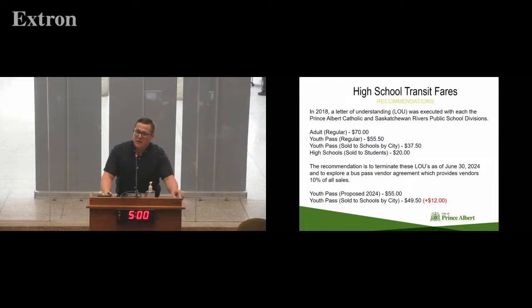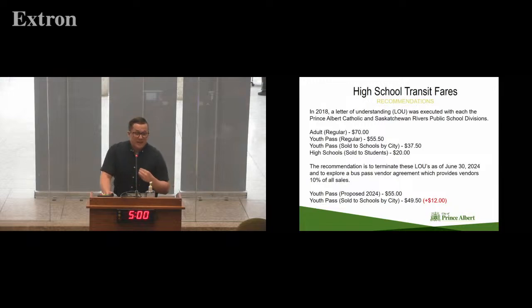So in 2018, a letter of understanding was executed with each the Catholic and public school divisions, and that basically sets out subsidies for the city and for the school divisions for these high school bus passes. So adult passes are $70, youth passes are sold for $55.50, and then in the LOU, youth passes are sold to the schools for $37.50, and then a further $17.50 discount is provided by the school divisions, and they're sold to their students for $20.